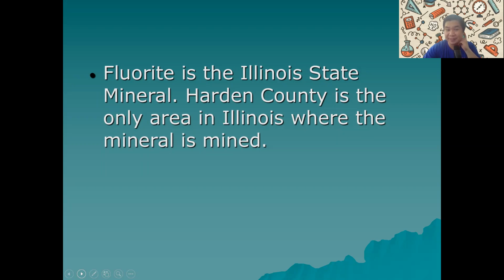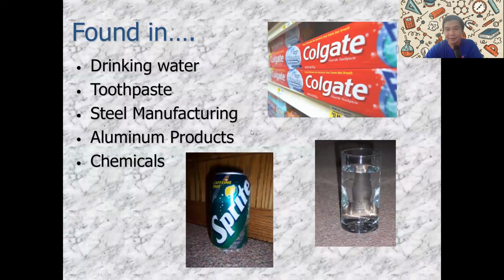So this specific type of rock can only be found in Illinois state, a state in America. Or it's not that it can only be found there, but it's where it has the most fluorite of any state in America. Fluoride can be found in drinking water, toothpaste, steel manufacturing, aluminum products, and chemicals. That's right. When you brush your teeth, there is fluoride there. When you drink water, there's also fluoride there. Steel manufacturing, aluminum products, and even different types of chemicals.